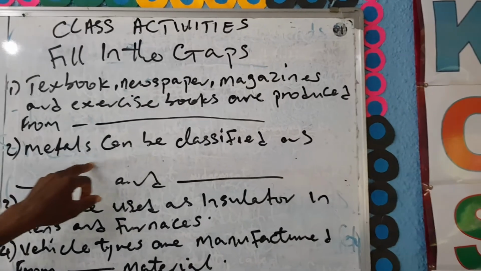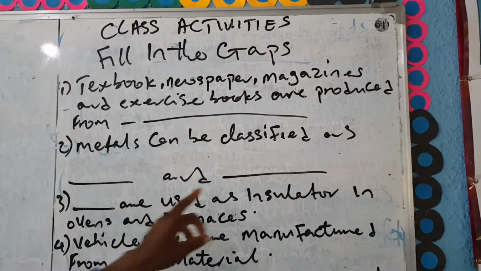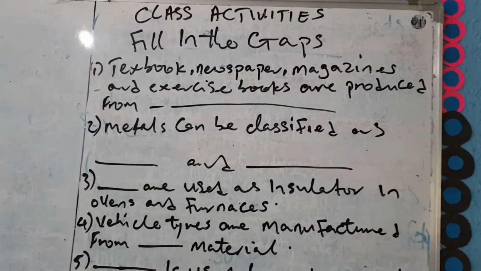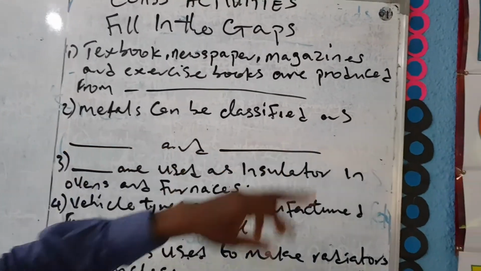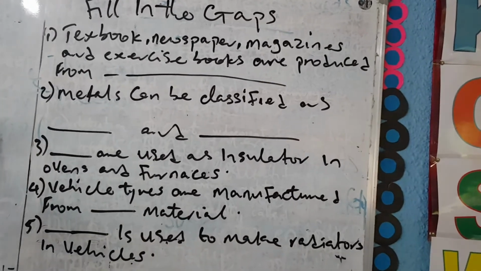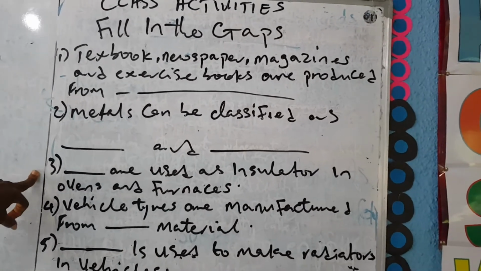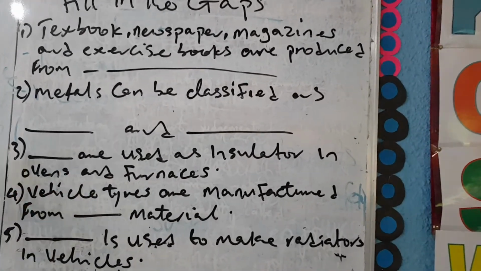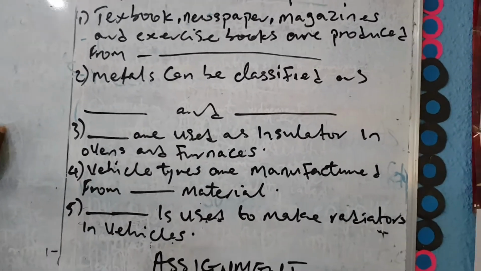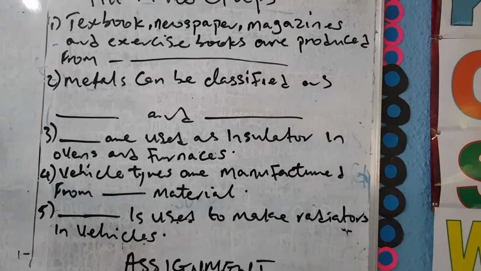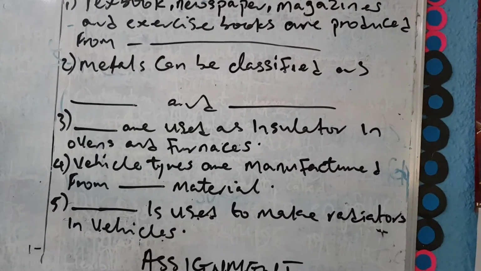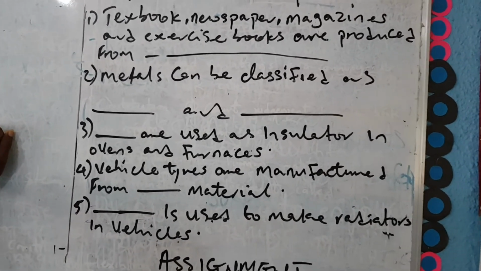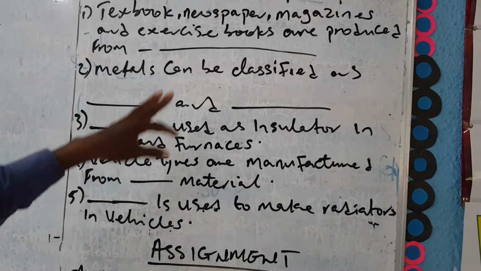Number 2, metals can be classified as dash and dash. As we discussed in our class, we mentioned them. You can be able to identify the classes of what? Metals. Then number 3, dash are used as insulators in ovens and furnaces. In the properties, you know the one that suits these questions, you put the answer there. Just fill in the dash.